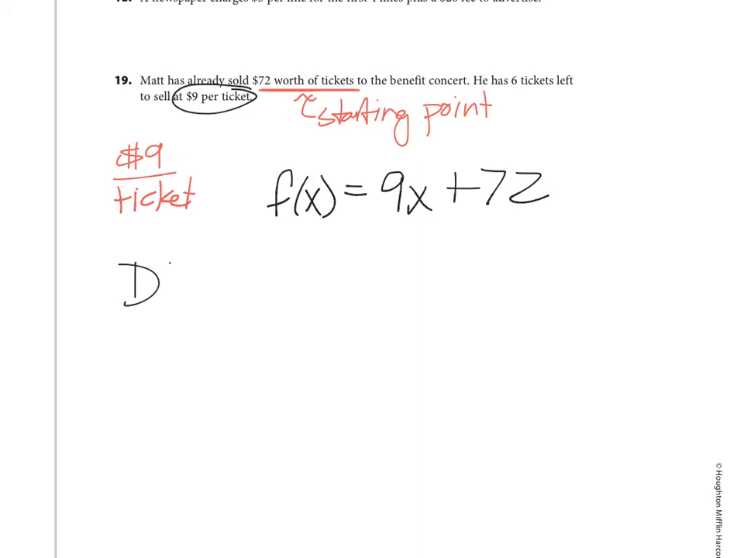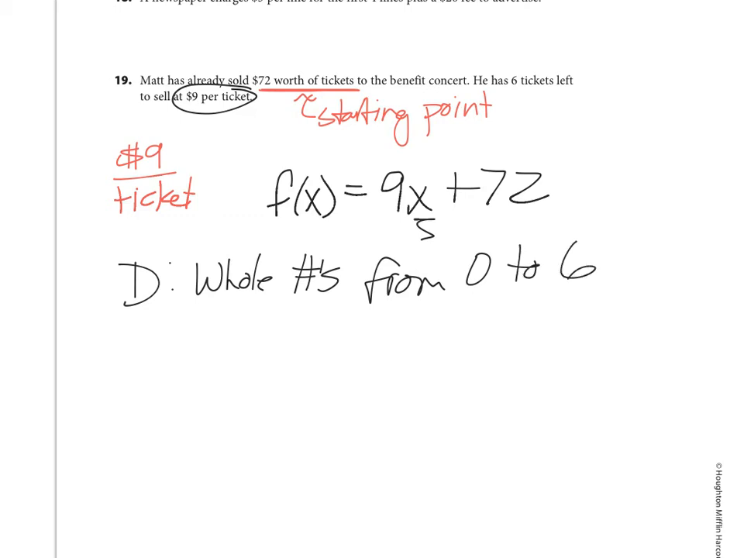Okay, our domain is our tickets, our x, which goes from 0 up to 6, because we have 6 tickets left to sell. So whole numbers from 0 to 6. What about our range? Well, our range starts at $72. We know we've got that much. But how much can we get up to?